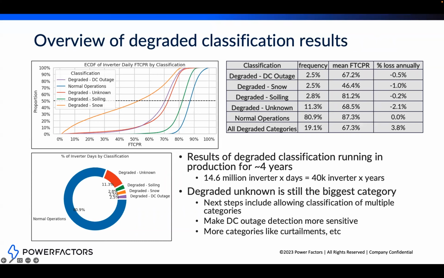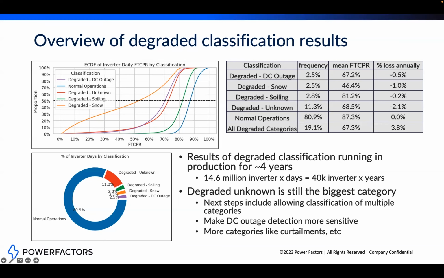On the upper plot, you can see the distribution of FTCPR for these categories. Snow days have the lowest FTCPR by far, with a mean of 46.4%. The distribution of DC outage and degraded unknown is pretty similar, with means around 68%. Finally, there's soiling with a mean of 81%, and normal operations had a mean of 87%. We also estimated the power loss for these categories over the entire portfolio. Snow and degraded unknown represent the bigger power losses right now, with soiling and DC outage being much smaller contributors.